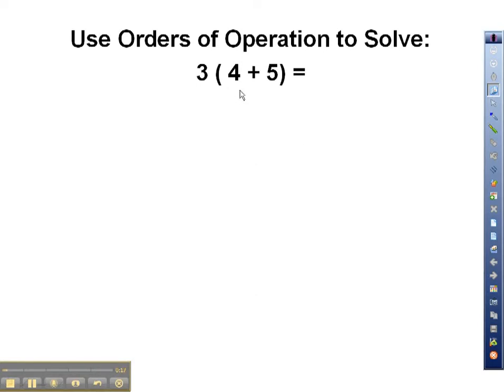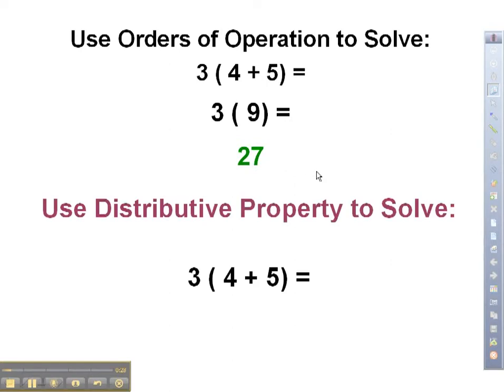I'm going to do the math that's inside the parentheses. I'm going to add 4 and 5 and get 9. And then I'm going to multiply 3 times 9 and the answer is 27. Let me show you what distributive property says to do. Distributive property says take 3 times everything that's inside the parentheses and add those answers together.